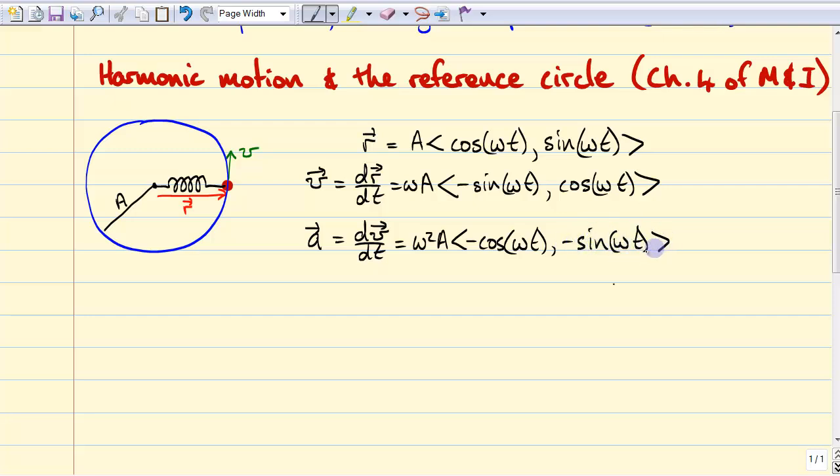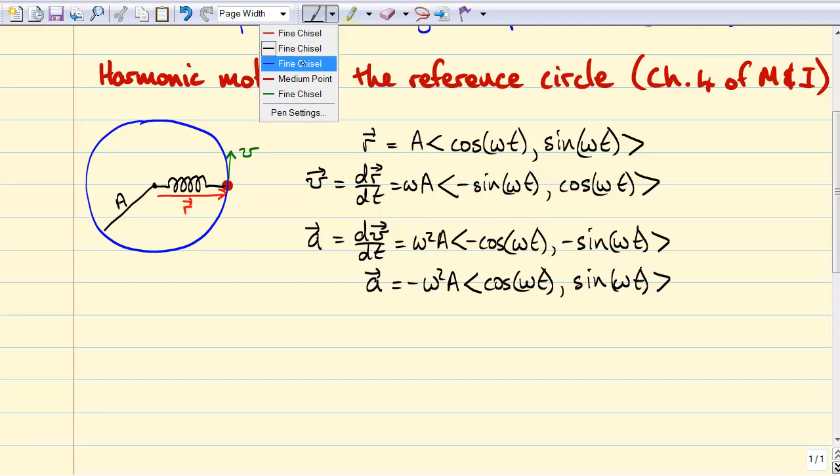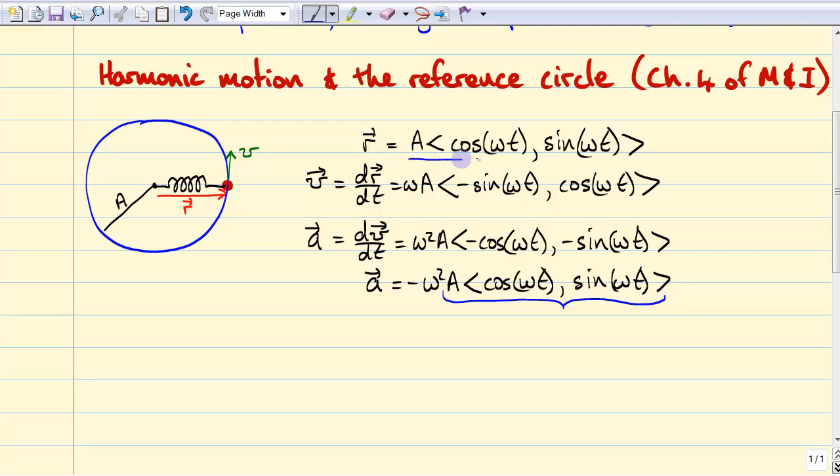And what you should notice when I look at this is that I've got two minuses here, so it'd be nice if I brought that out the front, so I can do that, and I get a equals minus omega squared A, and then cosine omega t, sine omega t. And if you look really carefully at this, you should be able to see that this is the same as r, which means we can rewrite this equation as a, the acceleration for going around in a circle, is equal to minus omega squared times r. And so that's the equation we were trying to derive.